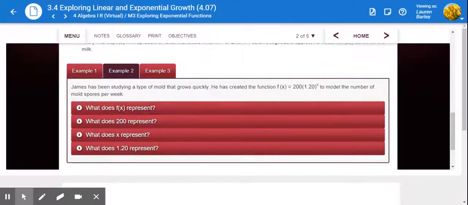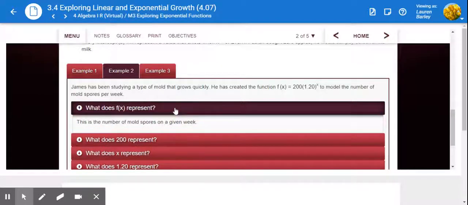James has been studying a type of mold that grows quickly. He has created the function f of x equals 200 times 1.20 raised to the x power. This is an exponential function. What does f of x represent? Okay, so in the linear function, f of x represented the total that we paid. In the exponential function, it's the number of mold spores that we have in a given week. So that's our total. Good.